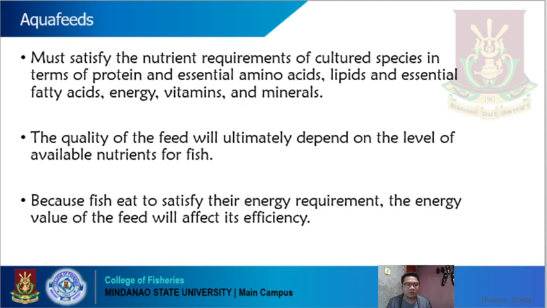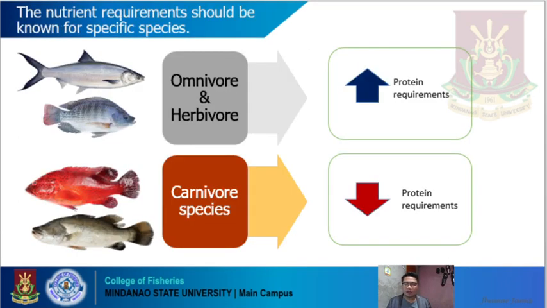The energy value of the feed will affect its efficiency. So basically, as I've said earlier, there will be a specific requirement for a specific fish that gives them the optimum growth, the optimum protection, the optimum reproduction, etc. So talking about this one, I've been mentioning the nutrient requirements of a specific species.